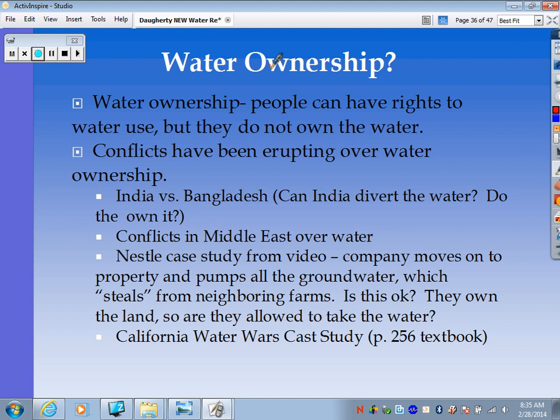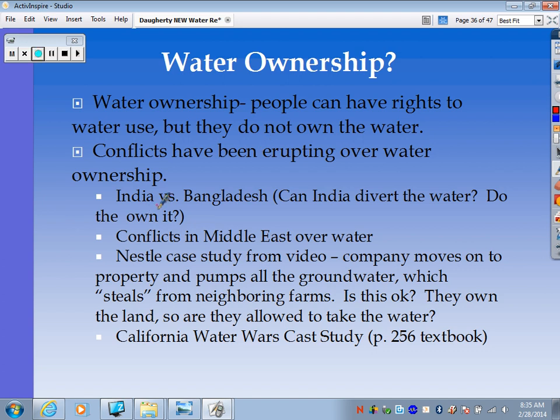Water ownership. So I mentioned this earlier. Interesting question. Can you own water? And so here it says people can have rights to water use, but you cannot actually own this flowing fluid water. However, conflicts have been erupting over water ownership.